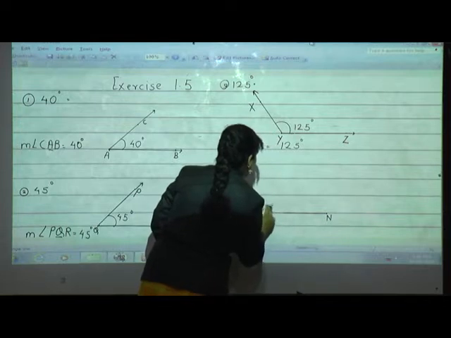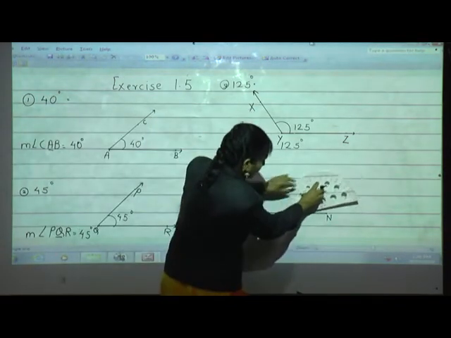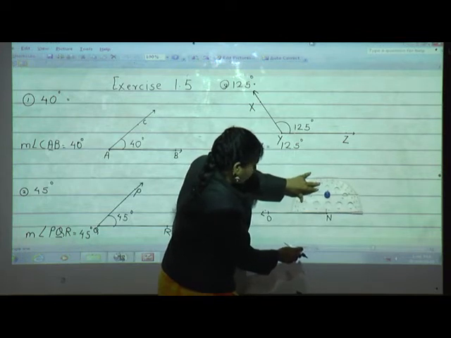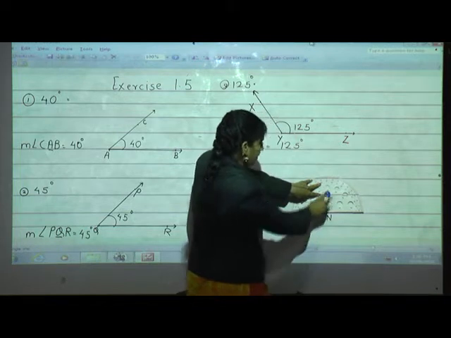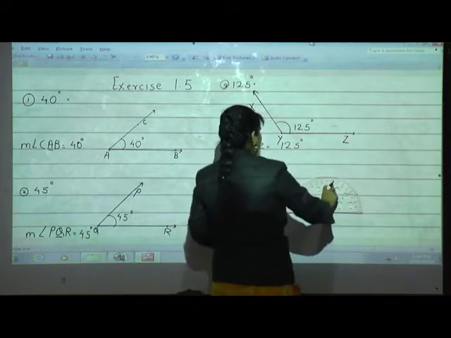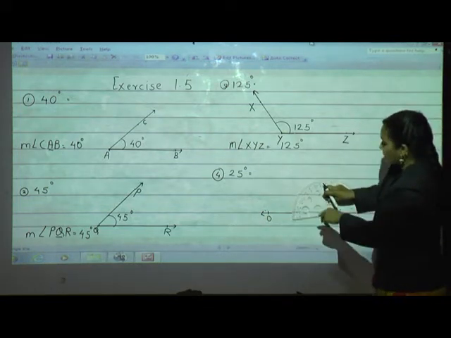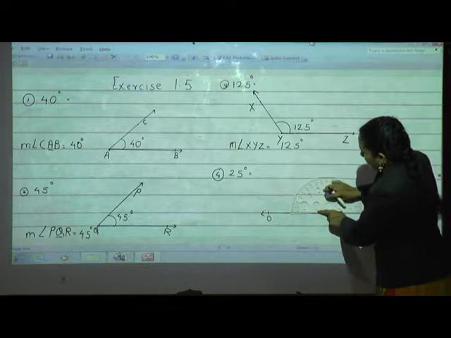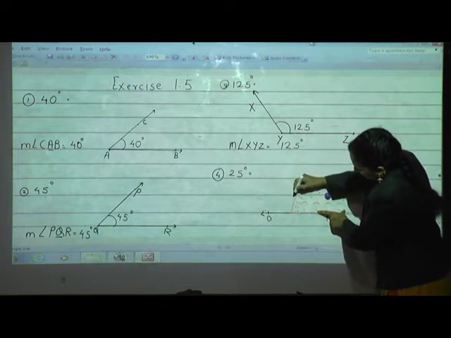Here O and O. So place the protractor on ray NO with its center on N. Now here the arrow is on the left side, so that's why use the outer scale. See where it is at the 25 degree scale. See, here it is between 20 and 30.